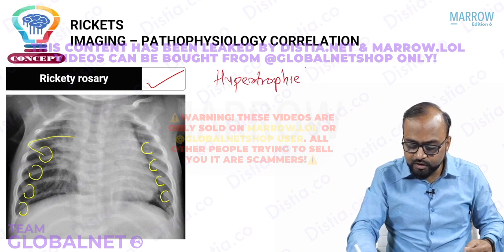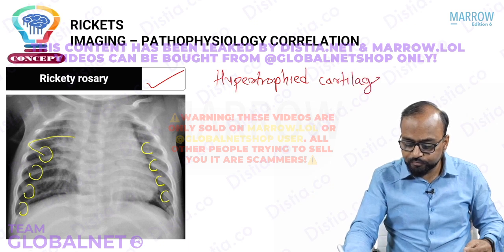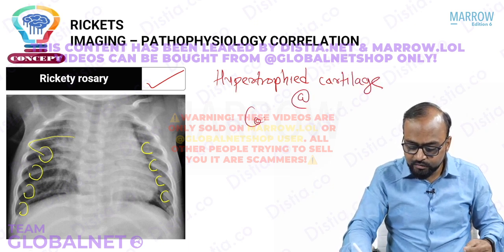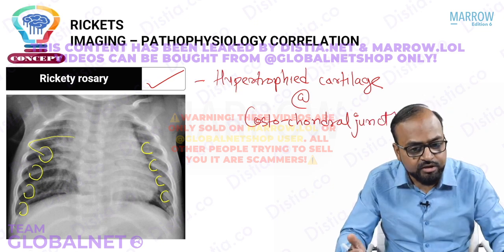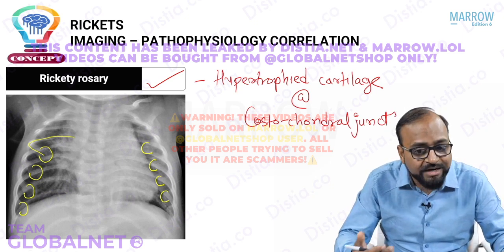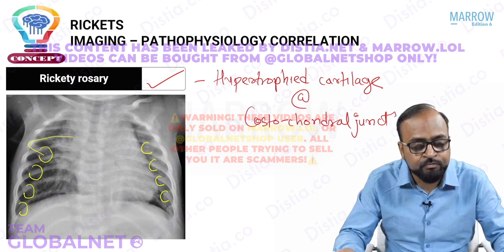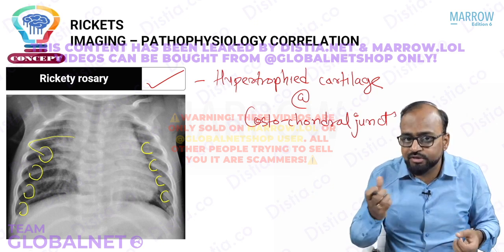This occurs because of the hypertrophied cartilage located at the costochondral junctions. So, hypertrophied cartilage at the costochondral junctions. Now sometimes in rickets, pigeon chest or pectus carinatum can also be seen. Harrison's sulcus happens, that is the diaphragmatic insertion site. There is a sulcus which is created.